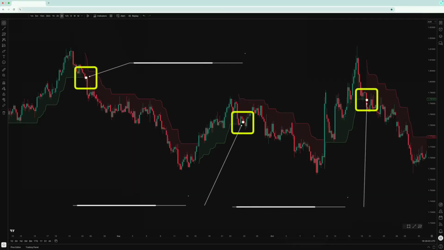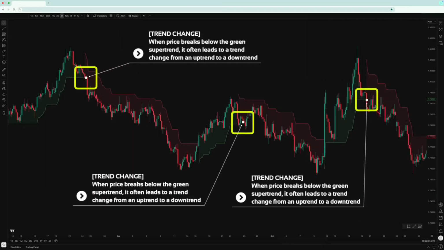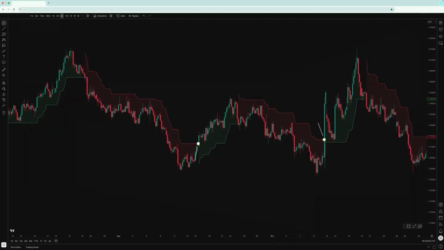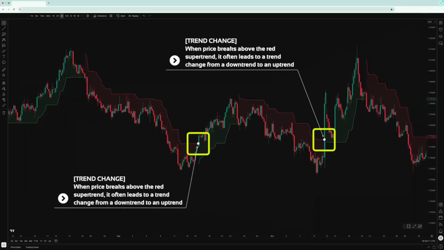When price breaks below the green super trend, it often leads to a trend change from an uptrend to a downtrend. When price breaks above the red super trend, it often leads to a trend change from a downtrend to an uptrend.